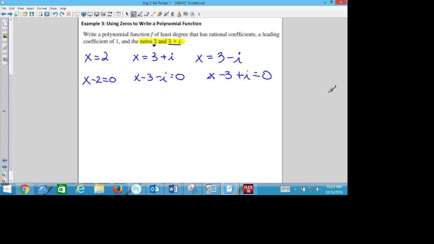Then what do we do next? Make them into factors. Write them as factors in parentheses, right? So we'll have x minus 2, x minus 3 minus i, and x minus 3 plus i.